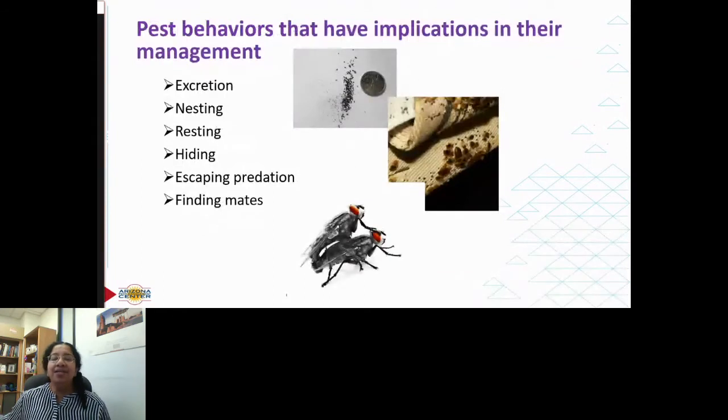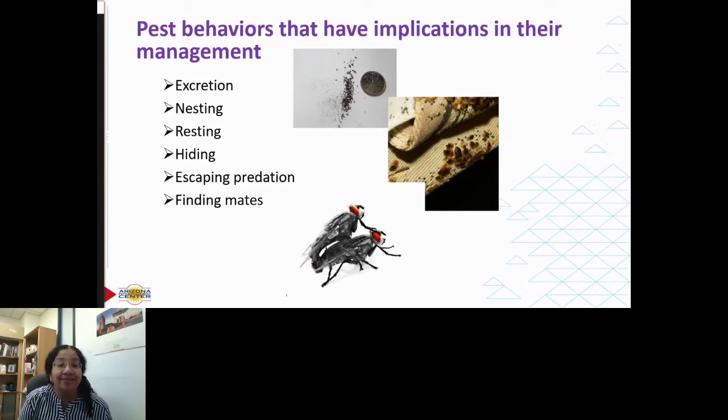And here are some other pest behaviors that can be used in their management too. Excretion, right? All living things do that. It's poop or frass, as it's sometimes called. Sometimes poop is mixed with nesting material or food or other things, and sometimes it can be by itself. But poop always tells a great story.